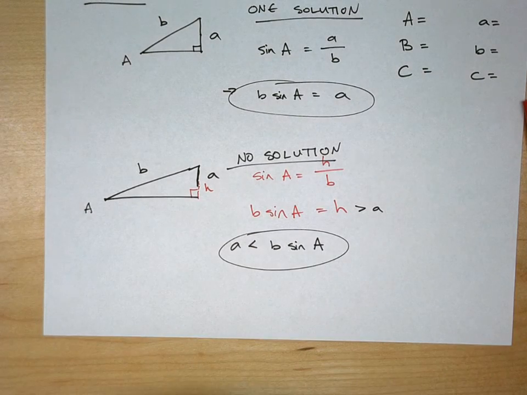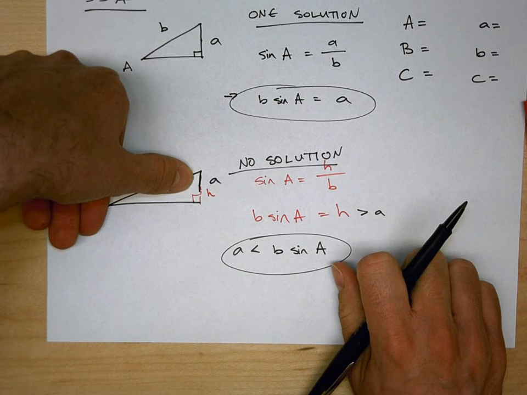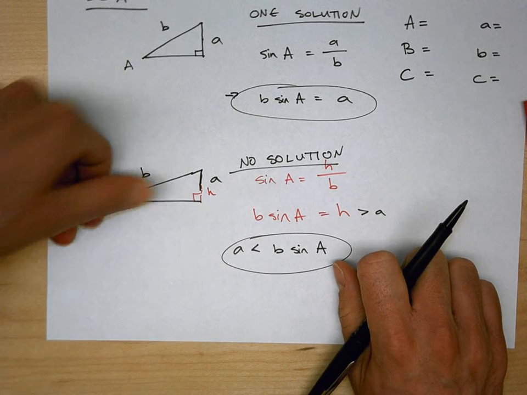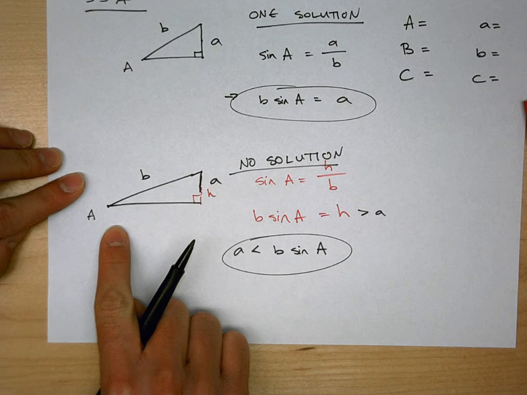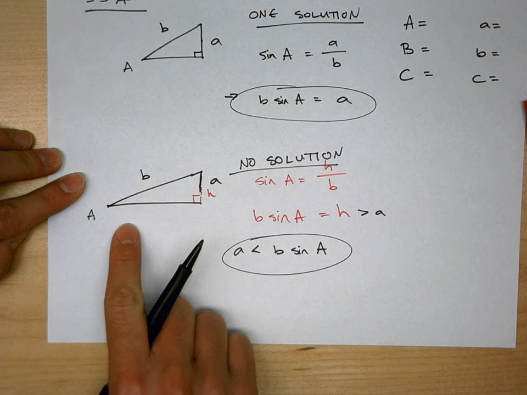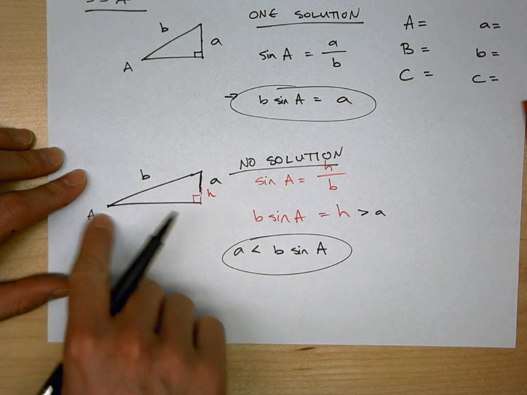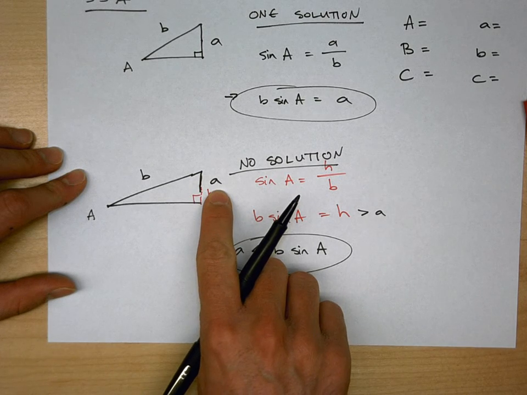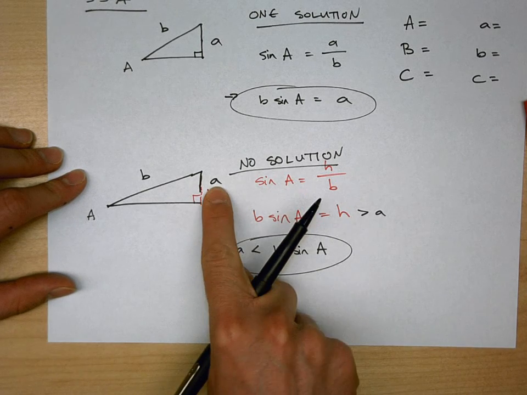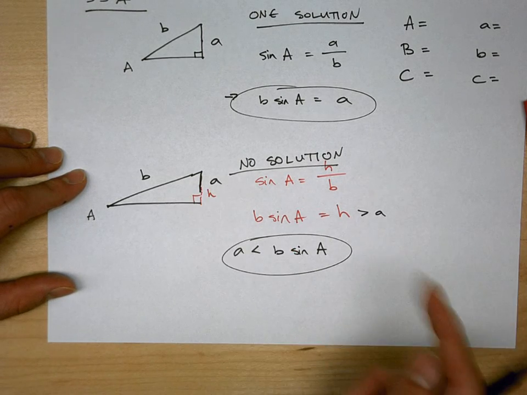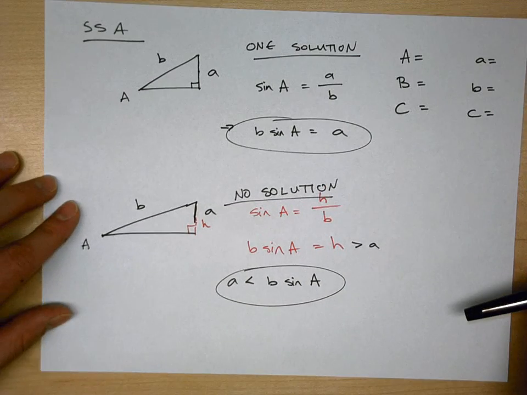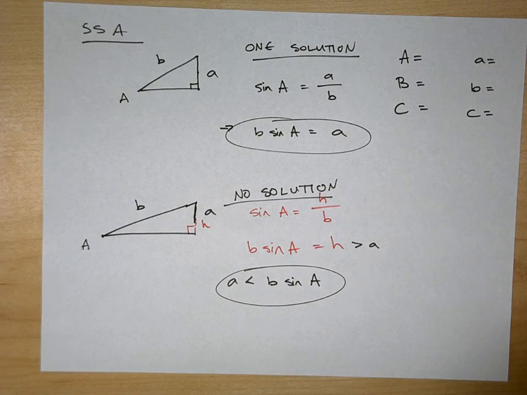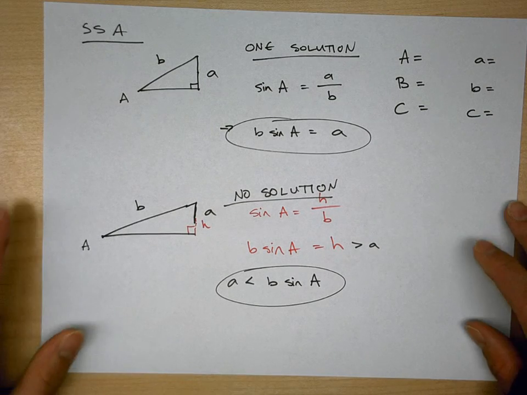The reason for that is that you cannot make a triangle with a long enough, because this angle doesn't allow for a to reach all the way down here. Our a given was too small, given b and angle A. Okay, so those are the two cases that are pretty easy to deal with.